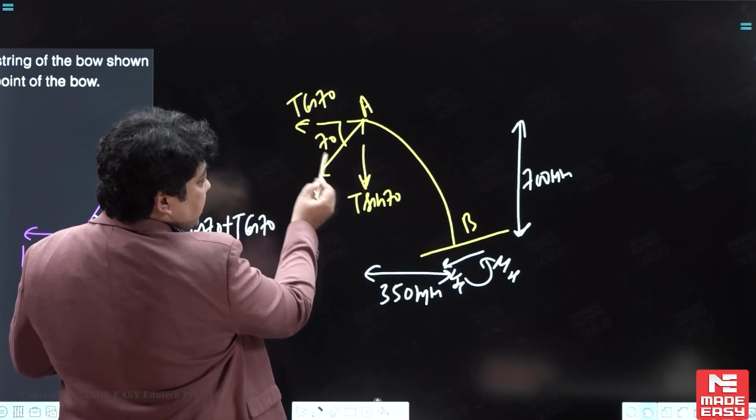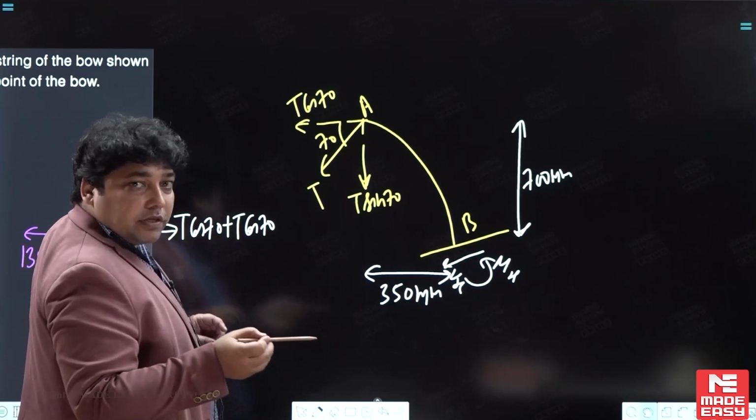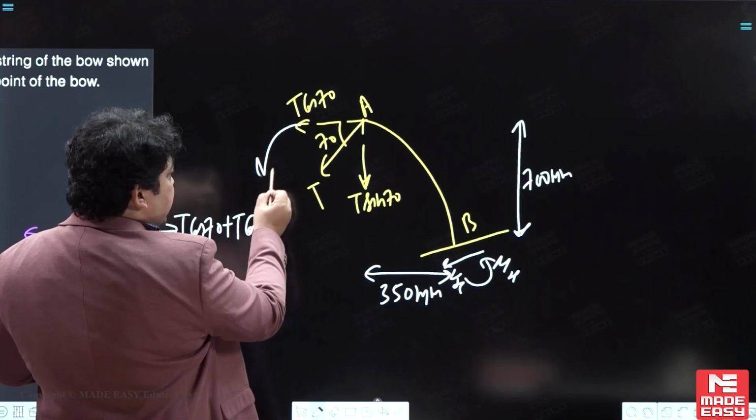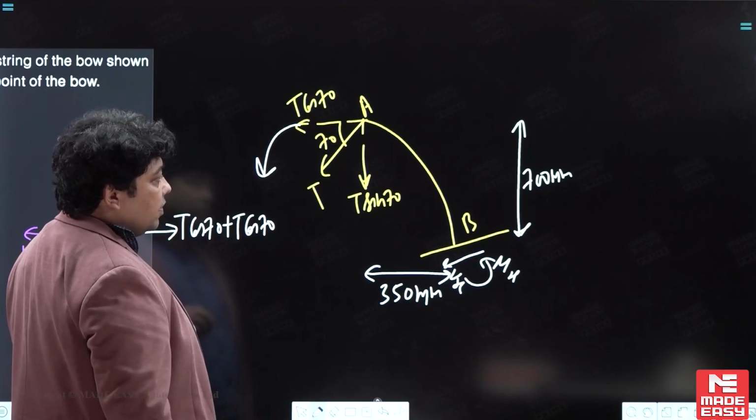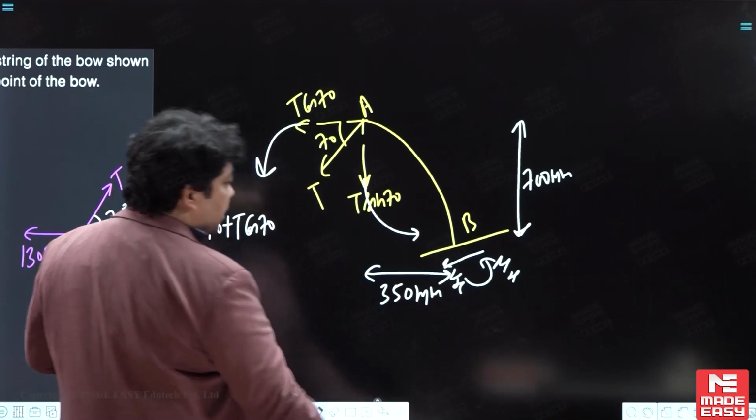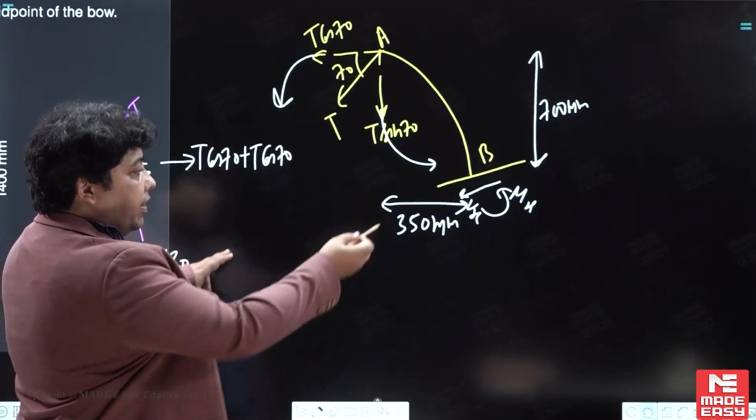So T cos 70 is the vertical component, because for moment we know it is force into perpendicular distance. So T cos 70 into distance 700 mm is anti-clockwise, and T sin 70 with distance 350 mm is also anti-clockwise. So we can find the Mx negative value.